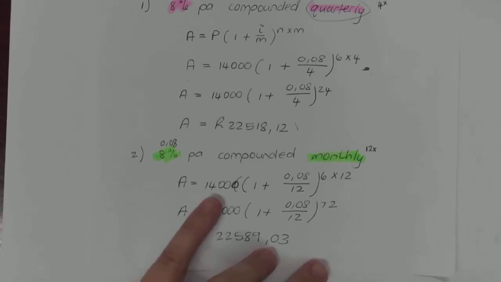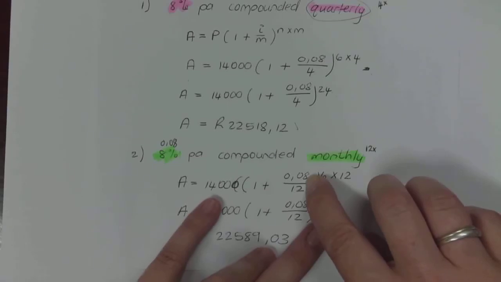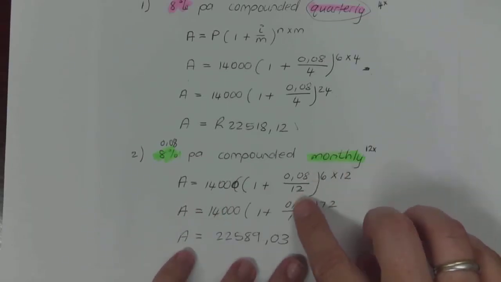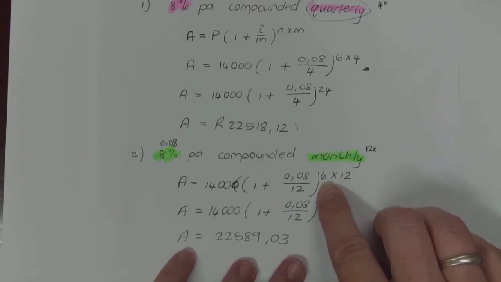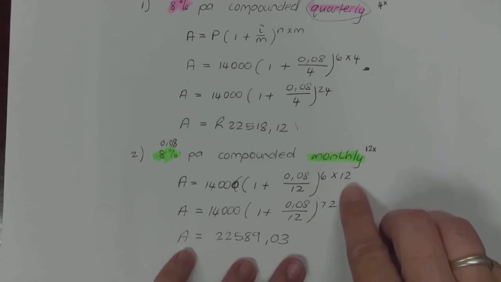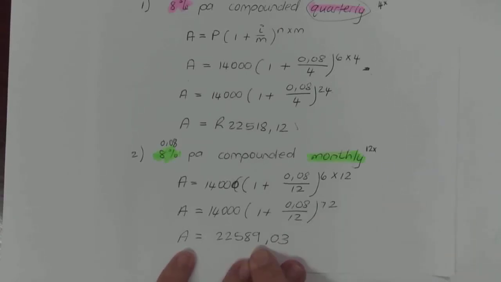So my P value is 14,000. My interest rate is 8%. Monthly means divide by 12. Years, I've got 6, but it's 6 times 12. So in 6 years, I have 72 months. Slot it into your calculator and round up to 2 decimal places.